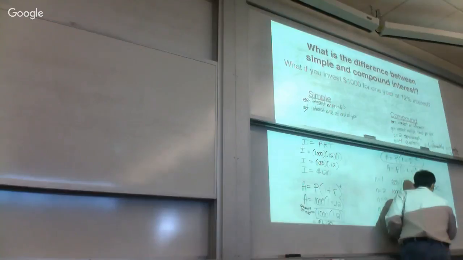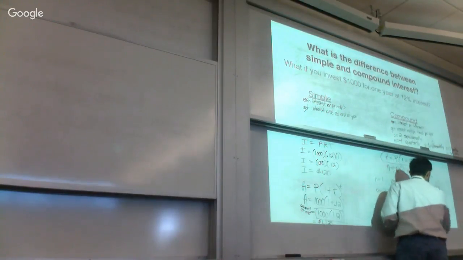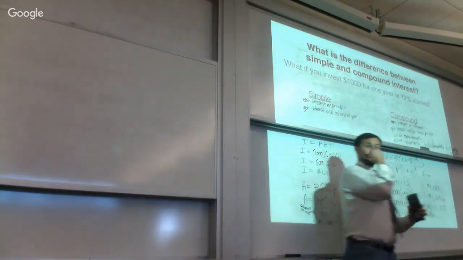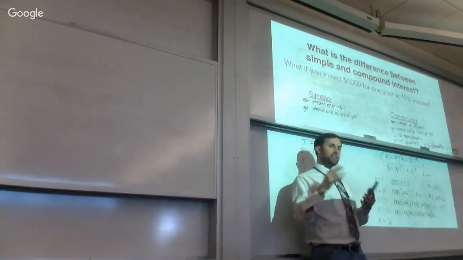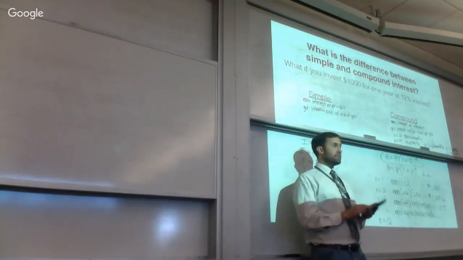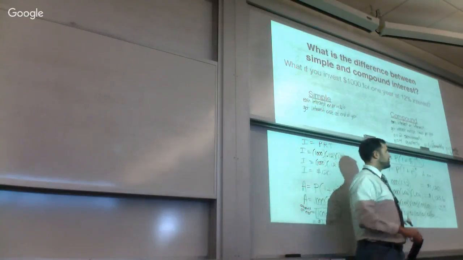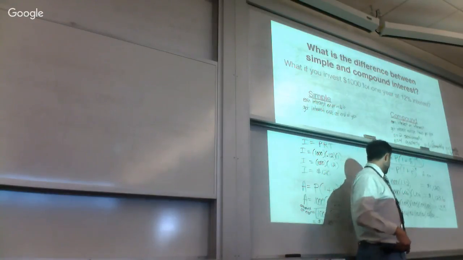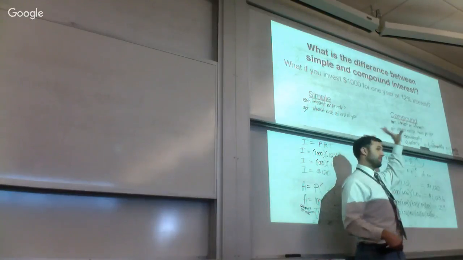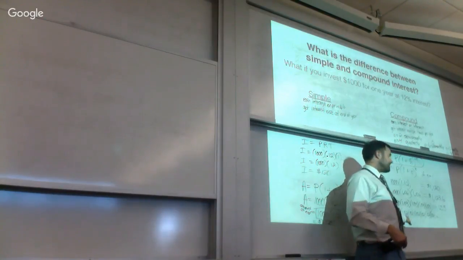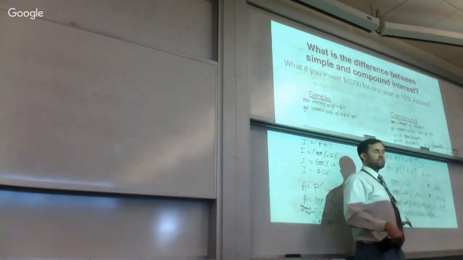Six. Did I get them all? 1, 2, 3, 4, 5, 6. And so you want to imagine that's what's actually happening to your bank account. Every 2 months, they're going to put a little bit of interest. How much? 2%. See, that's what makes this a little confusing. You're getting 12% for the year, but they're giving you 2% interest every 2 months.